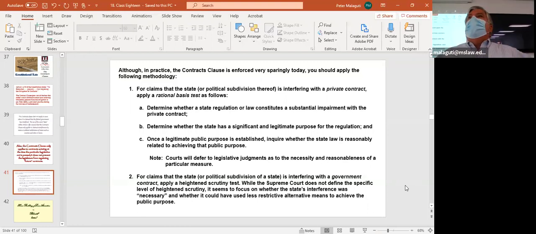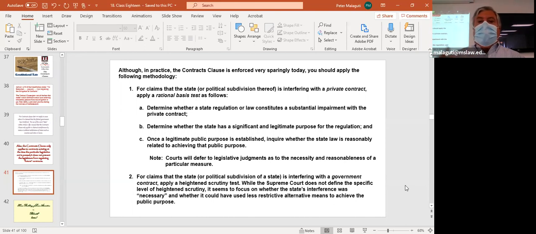So you can't be a lawyer if you don't know the law. So please, that's step one, is knowing the law. Step two is doing the proper analysis. Okay, so we're going to break these into two categories. If a state interferes with a private contract, or if the state interferes with a government contract, okay? Most of the cases are when a state interferes with a private contract. The government contracts are few and far between.